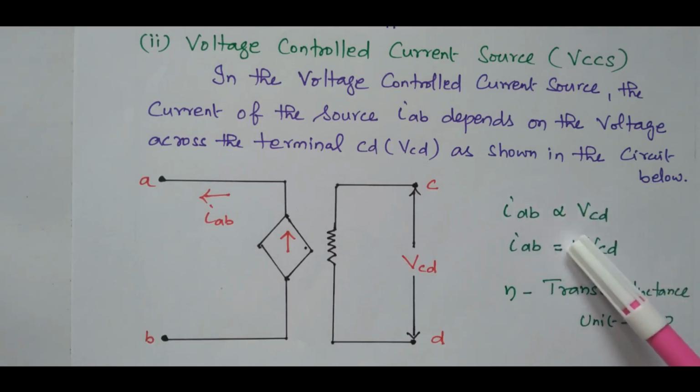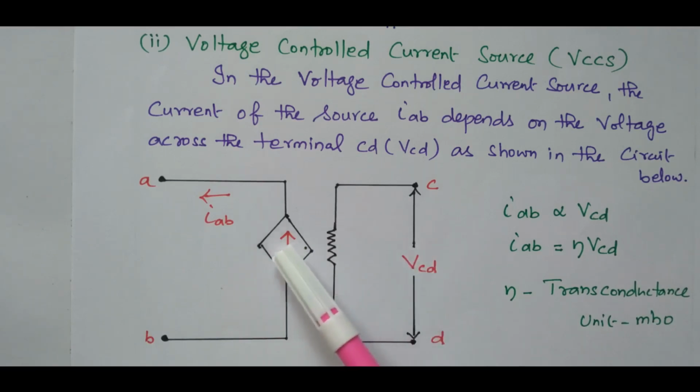While equating, we need to introduce one constant, this symbol: IAB equals this constant times VCD. This symbol is nothing but a transconductance, because it is I by V. V by I is resistance, I by V is transconductance. The unit is mho, whereas in the case of resistance, it is the ohm. Here, mho. So this is nothing but a voltage controlled current source. Any change in the voltage will change the flow of current in the current source. Now we'll go to the next type.